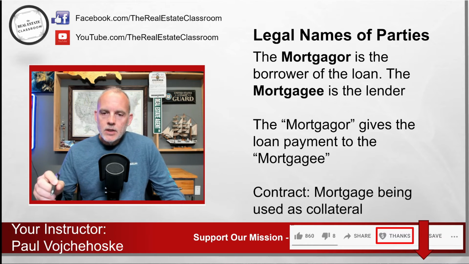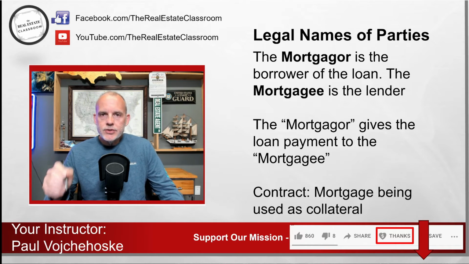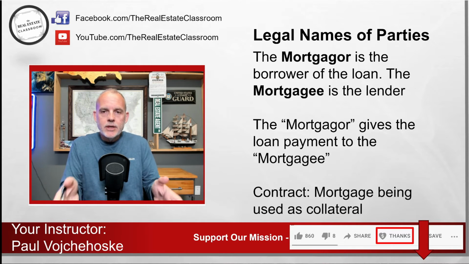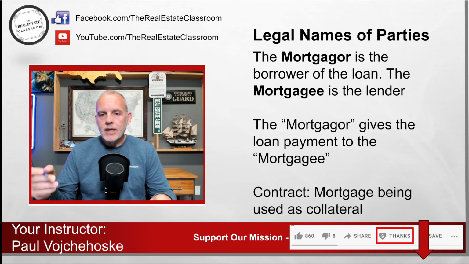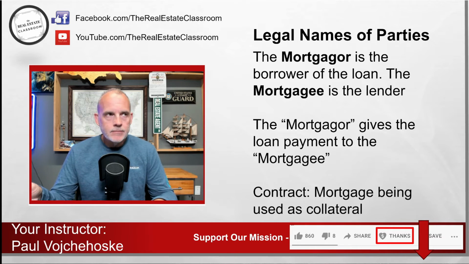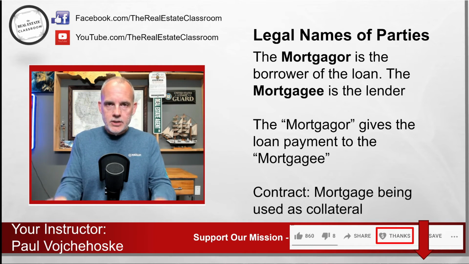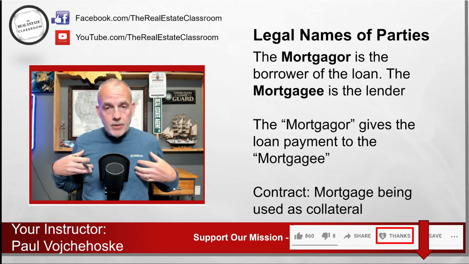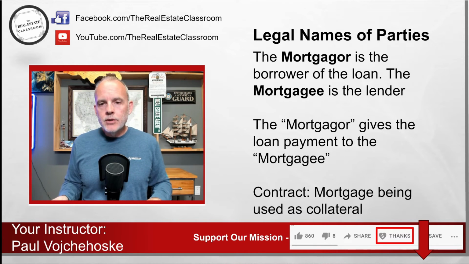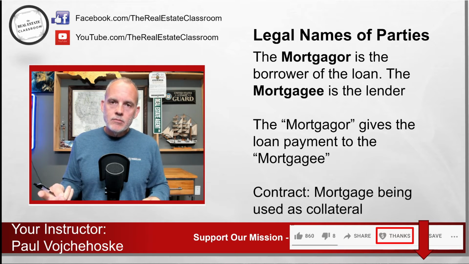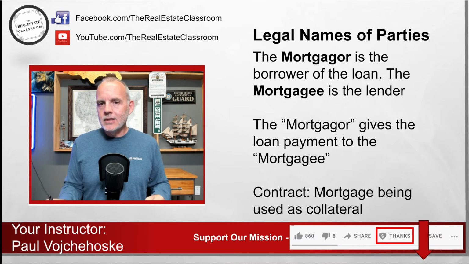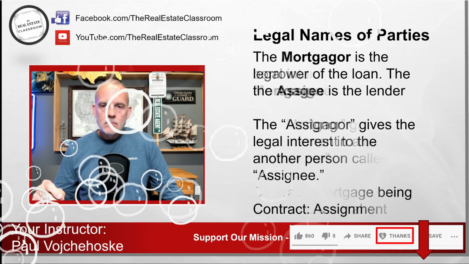But if you live in a state where they are using mortgages and the mortgage is used as collateral for the loan, then the legal names of the parties are mortgagor, which is the borrower, and mortgagee, which is the lender. And a couple of tools that might help you remember this: the mortgagor, who is the borrower, gives their monthly payment to the mortgagee, who is the lender. Me personally, the way I remembered it when I was sitting where you are is there are two E's in mortgagee, there are two E's in lender, and that's how I remembered.